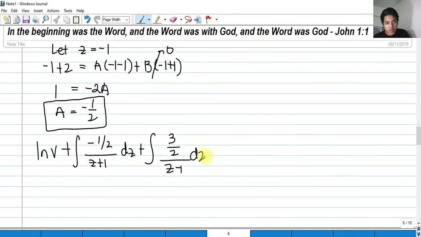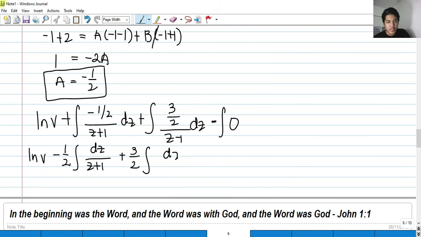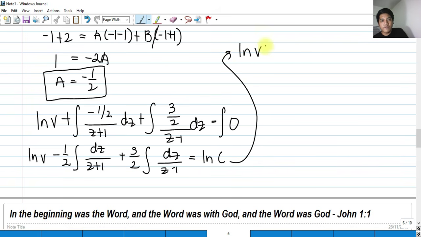Z minus 1 with respect to dz is equal to the integral of 0. So we can factor out negative 1 half outside of the integral sign, and also factor out 3 halves outside of the integral sign, and we have this ln of c. The integral of this is ln of c. So we have ln of b minus 1 half ln of the absolute value of z plus 1, plus 3 halves ln of z minus 1.